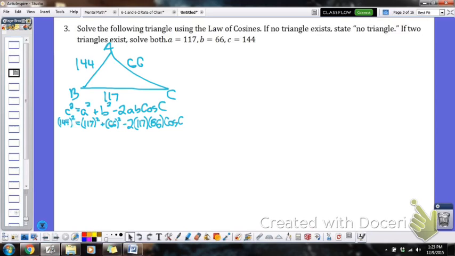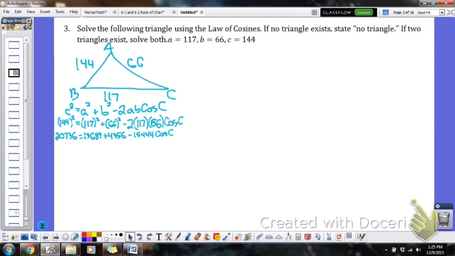So it's time to do a little bit of simplifying. I'll do 144 squared first, which is 20,736. That'll be equal to 117 squared, which is 13,689, plus 66 squared, which is 4,356, minus 2 times 117 times 66, which is 15,444, times the cosine of C.